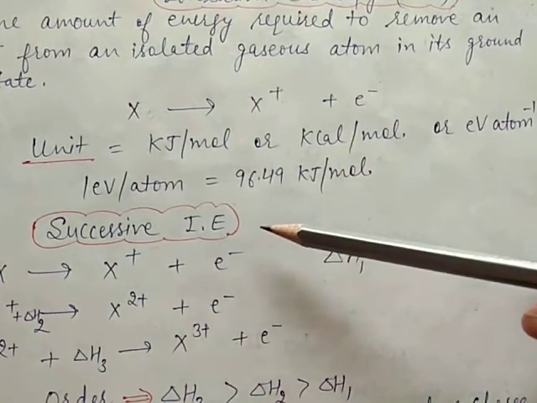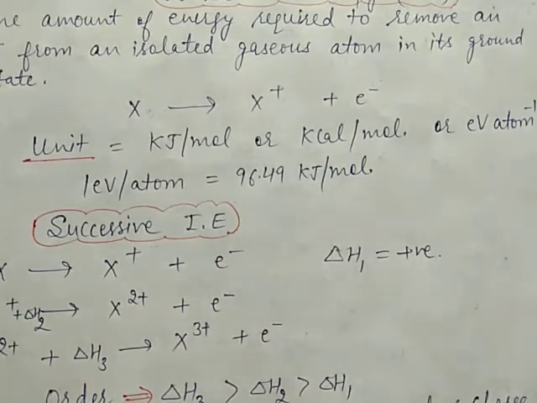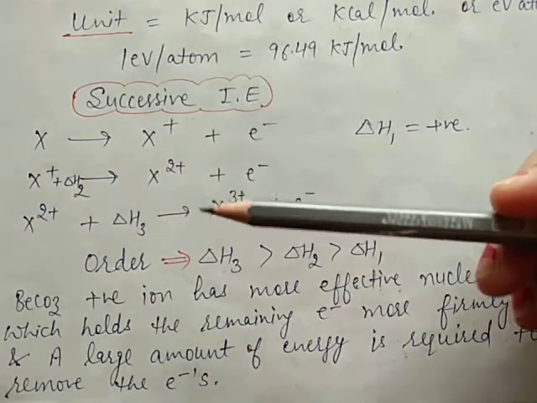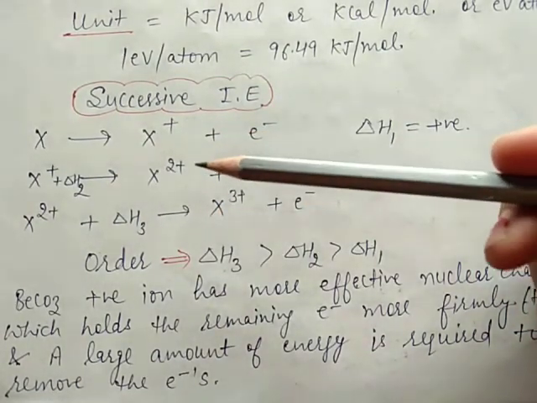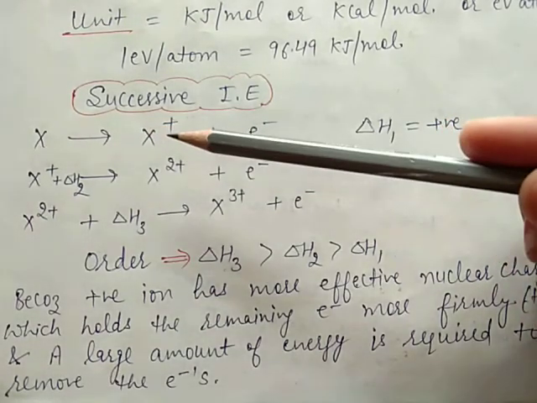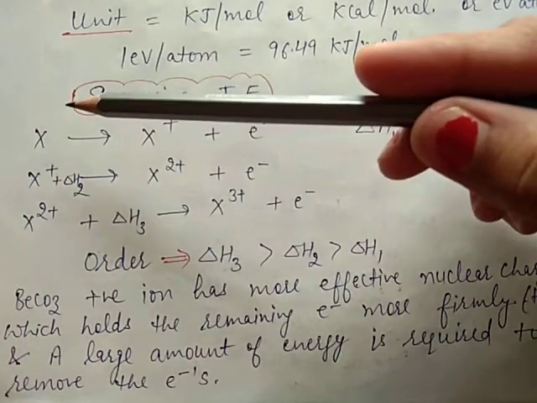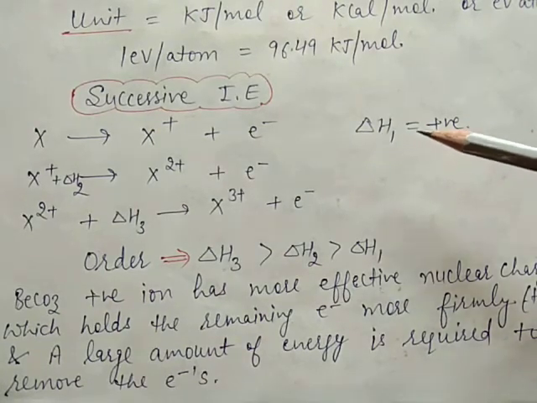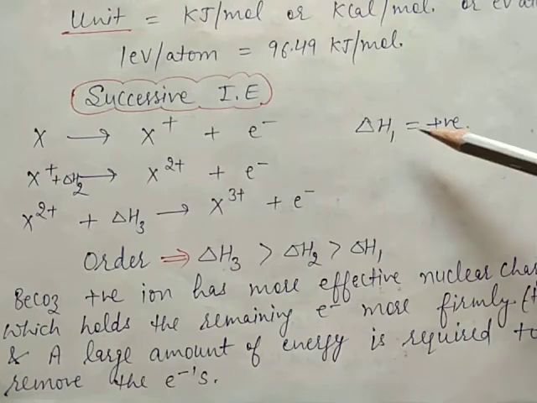Now next is successive ionization energy. Successive means first, second, third, continuously. The energy required to remove the most loosely bound electron from an isolated gaseous atom is called the first ionization enthalpy, delta H1, that is positive.